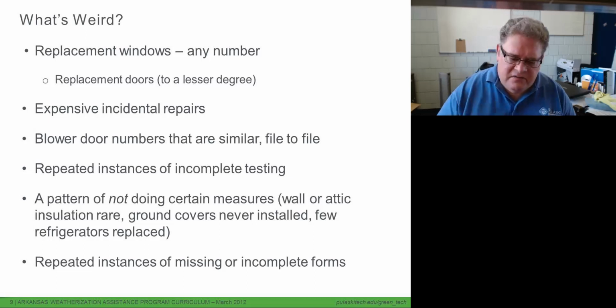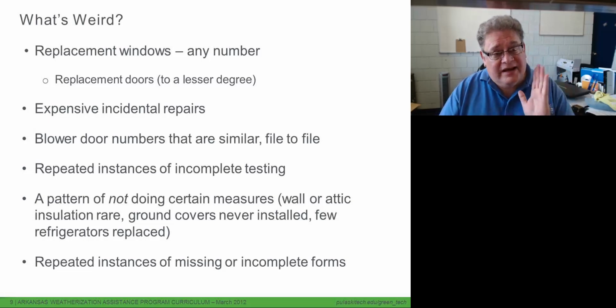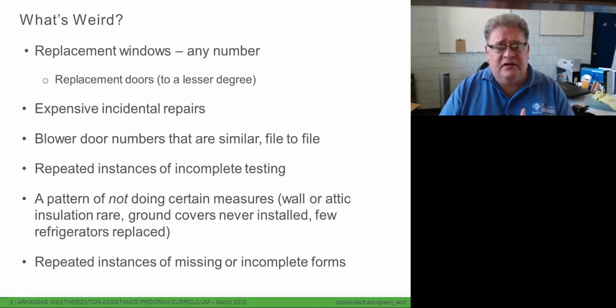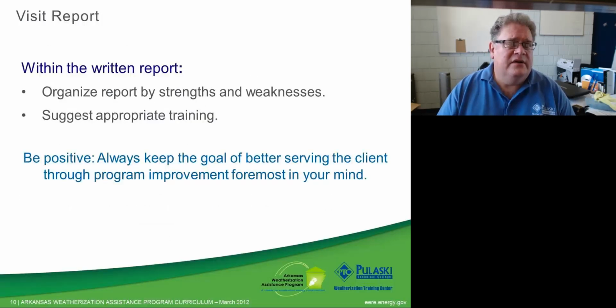And then how about missing or incomplete forms? And you're seeing that over a lot of different files. So if you're looking at 15 files that day, and none of them, or most of them, have these forms that are missing or incomplete, why is that? Maybe that's a training opportunity. Maybe their auditors or their inspectors are not doing what they need to be doing.